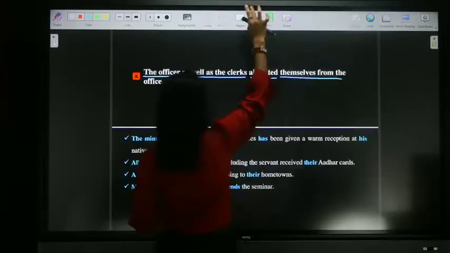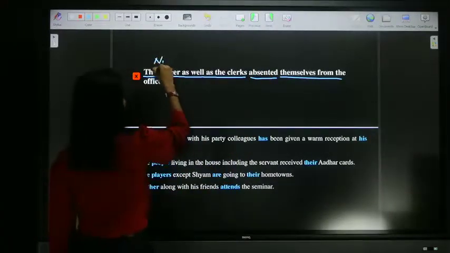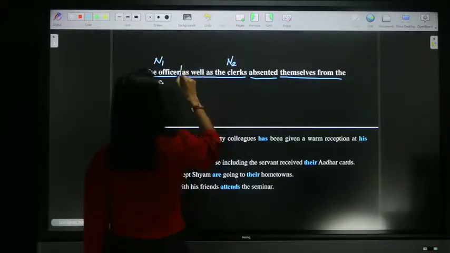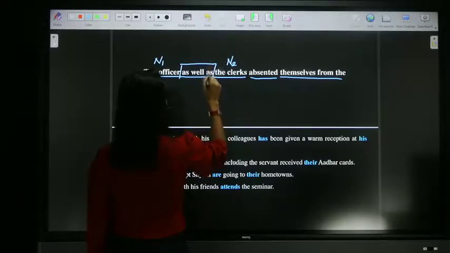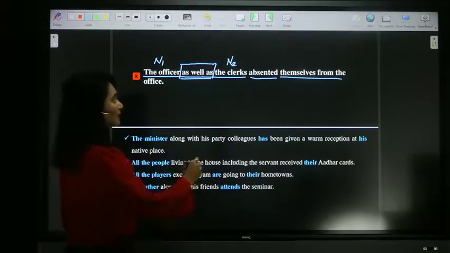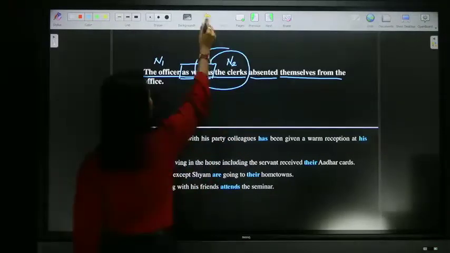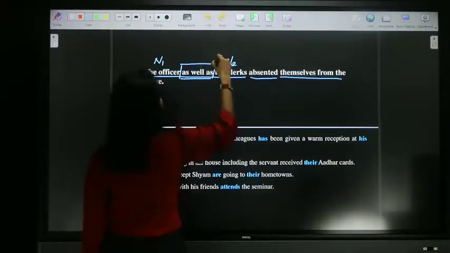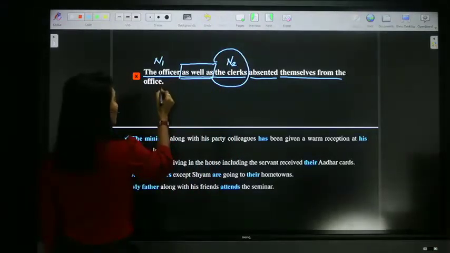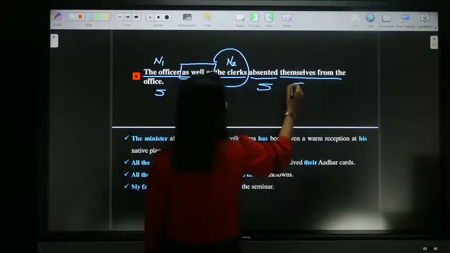In the given sentence, the first noun is officer, the second noun is the clerks. And these are connected with as well as, right? So as well as takes the second noun as additional information. That means you cannot consider the second noun as the subject. So the subject is only the first noun. The first noun is singular. So the verb must be singular and the pronoun must be singular.